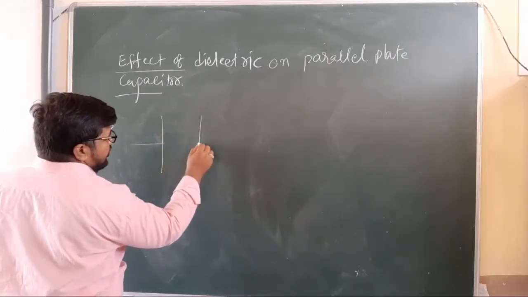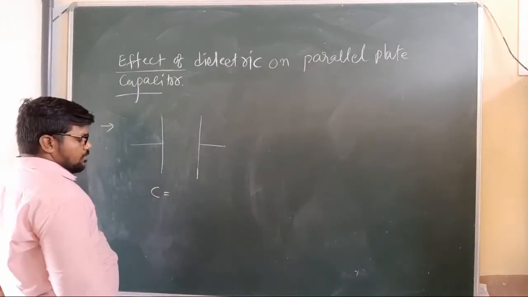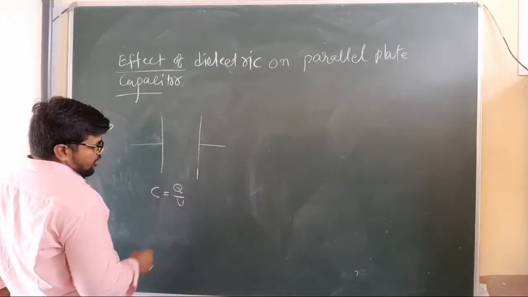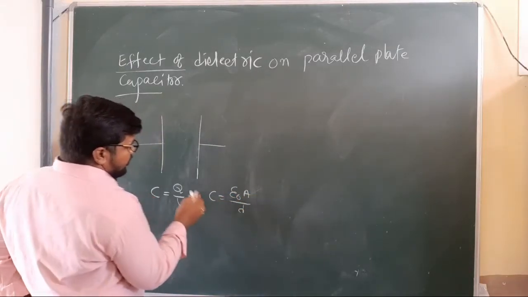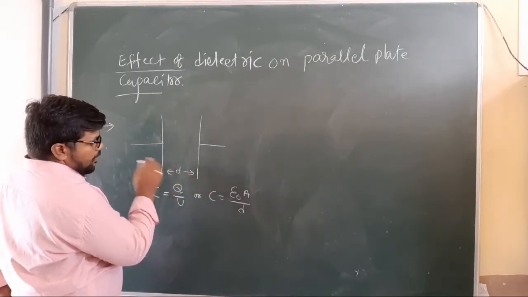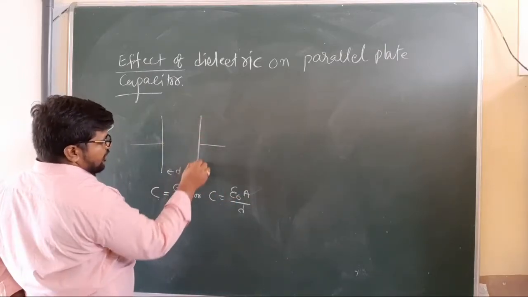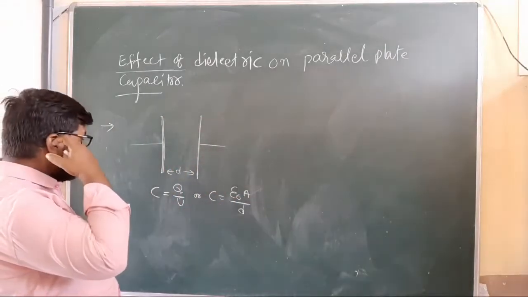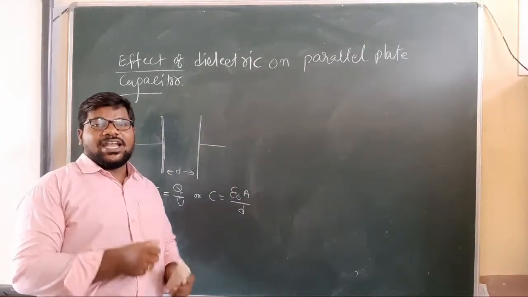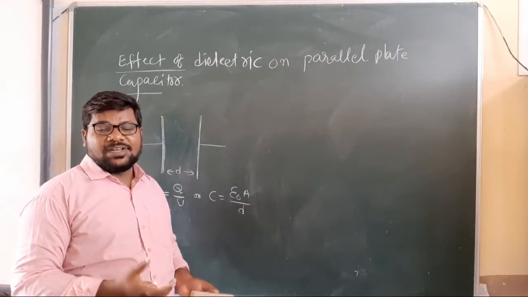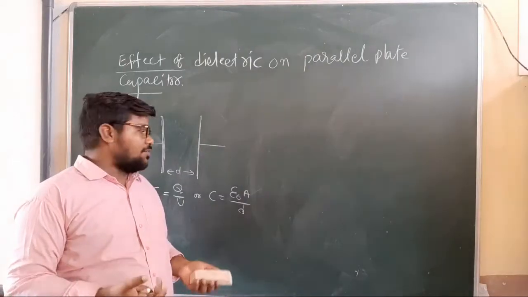See here, this is a capacitor. What is the capacity here? C is equal to Q by V, or C is equal to epsilon naught A by D. D is the separating distance between two conductors, epsilon naught is the permittivity of free space, A is the area of the conductor. Now consider a capacitor in which you place one dielectric medium. We will see whether the capacitance increases or decreases. We have to discuss that now.